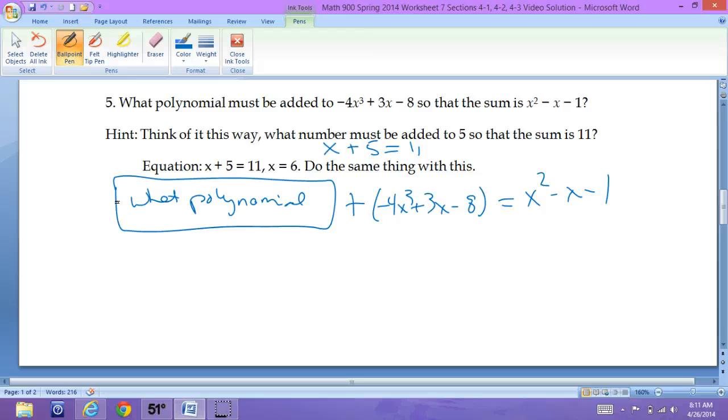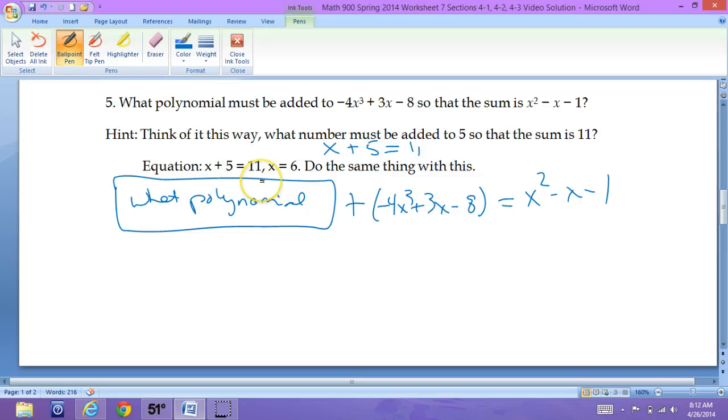Only here we have a polynomial, so we don't want to call it y or l or p, because that could confuse us. You can if you want, but don't use x, because x's already exist here. So if you want to use y, that's fine, but don't just leave it at y equals something, because the question doesn't ask what does y equal. The question asks what's the polynomial, right?